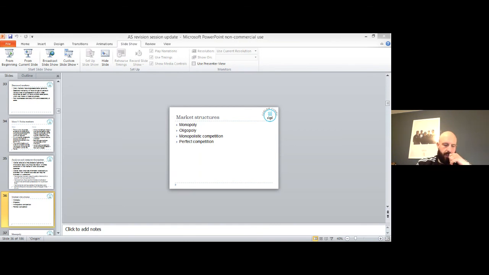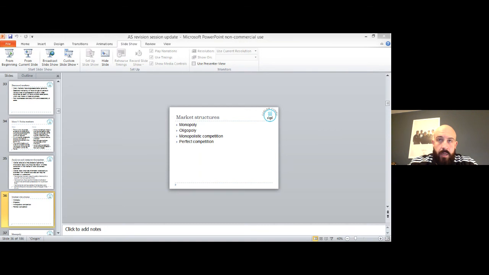So what are the key terms here? One thing that we need to make sure people understand is the difference between limited and unlimited liability. Now, unlimited liability is basically where the person and the business are seen as one entity.